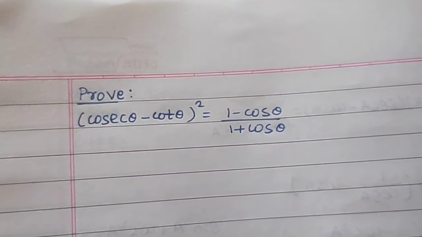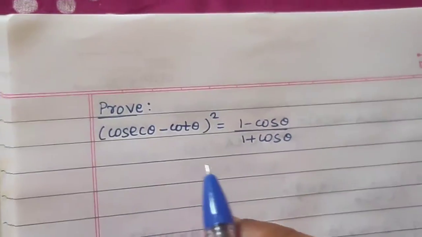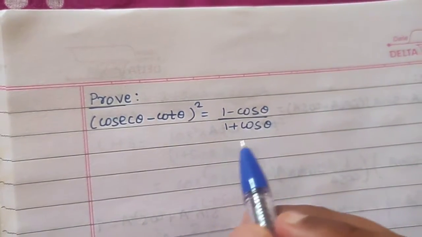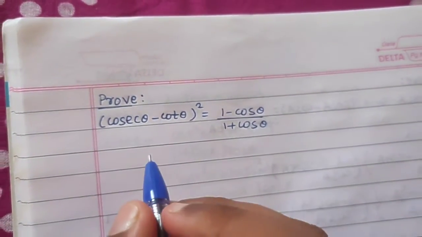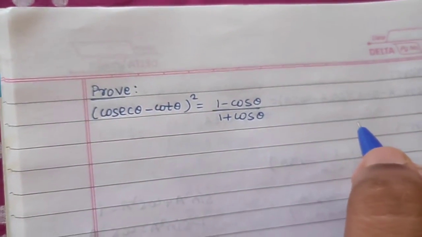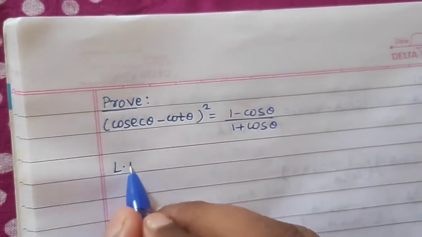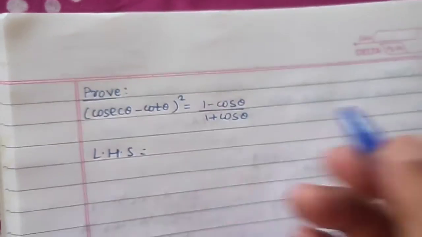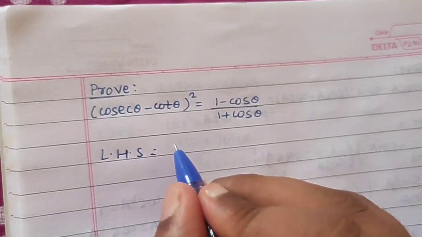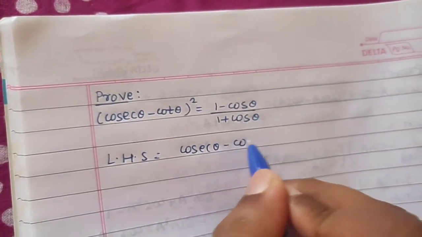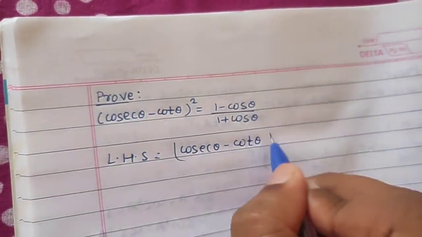In this question we need to prove that (cosec theta minus cot theta) whole square is (1 minus cos theta) divided by (1 plus cos theta). You can start from RHS also and prove that equal to LHS, or you may start from LHS also and prove that equal to RHS. So our LHS is (cosec theta minus cot theta) the whole square.